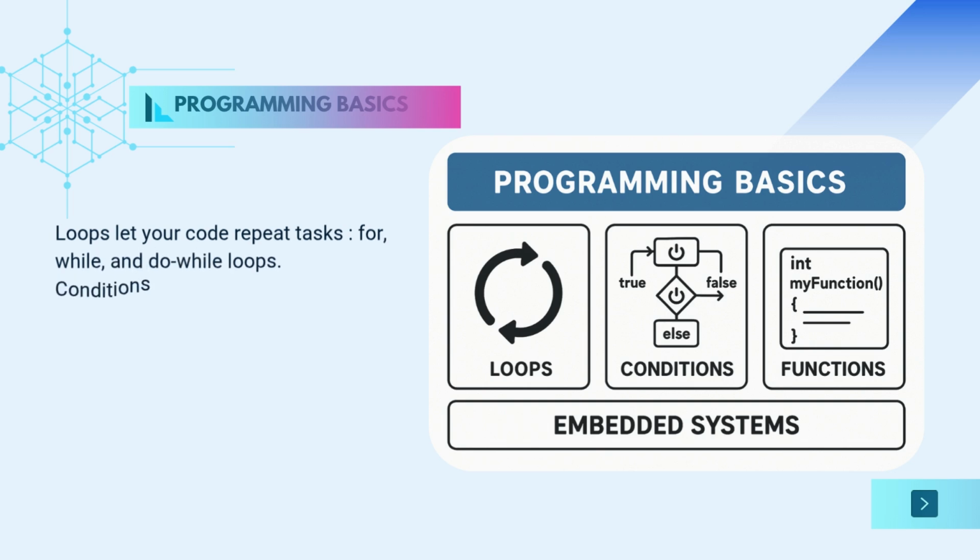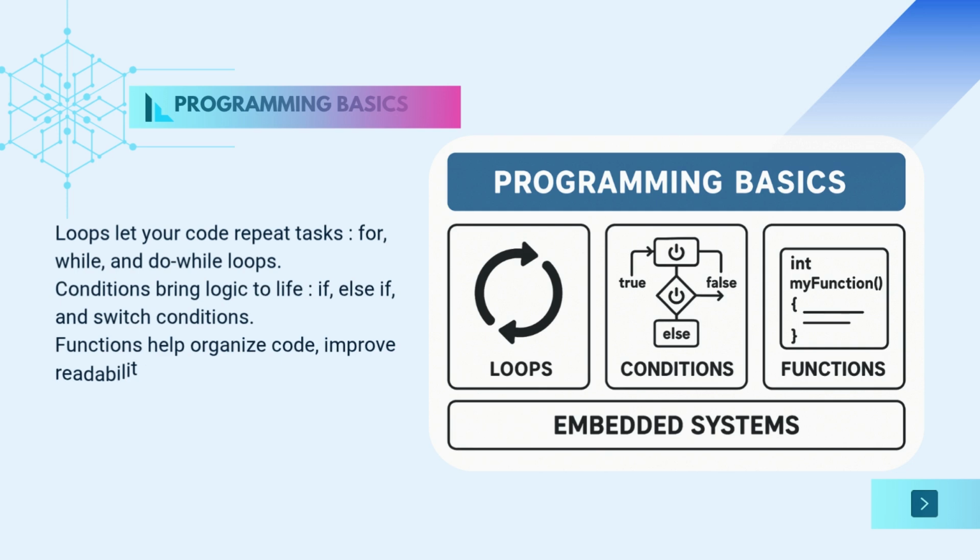Loops let your code repeat tasks, ideal for reading sensors or blinking LEDs. You'll work with for, while, and do-while loops. Conditions bring logic to life. Using if, else if, and switch, we make decisions based on inputs, like turning on a fan when temperature rises. Functions help organize code, improve readability, and allow reusability. We'll show you how to define and call your own functions to keep your programs clean and modular. These are the ABCs of embedded logic, and we'll walk through practical examples so you see how they work in real devices.